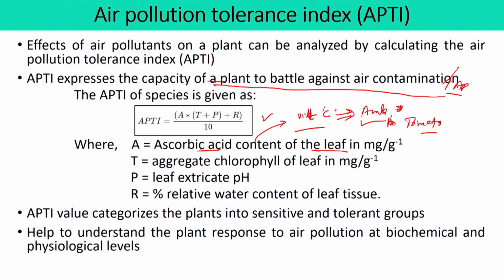If the ascorbic acid content is high, then the plant's APTI will be more. The ascorbic acid in the leaf is given in concentration of milligram per gram. So, you take, for example, 10 gram of leaf and then measure the ascorbic acid content in it, and then T is the total chlorophyll.